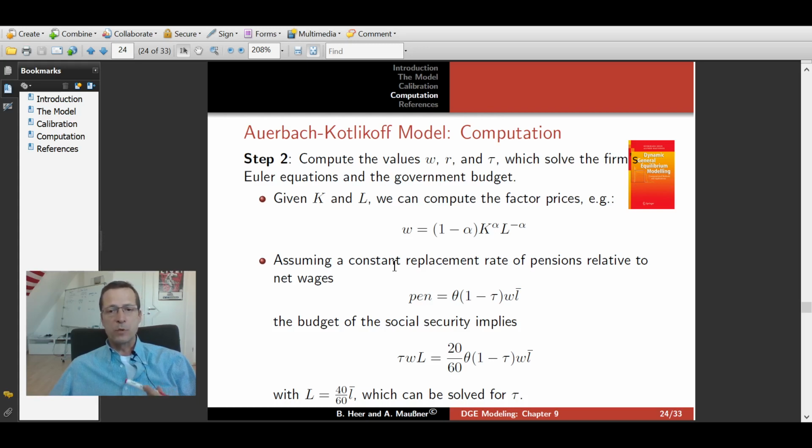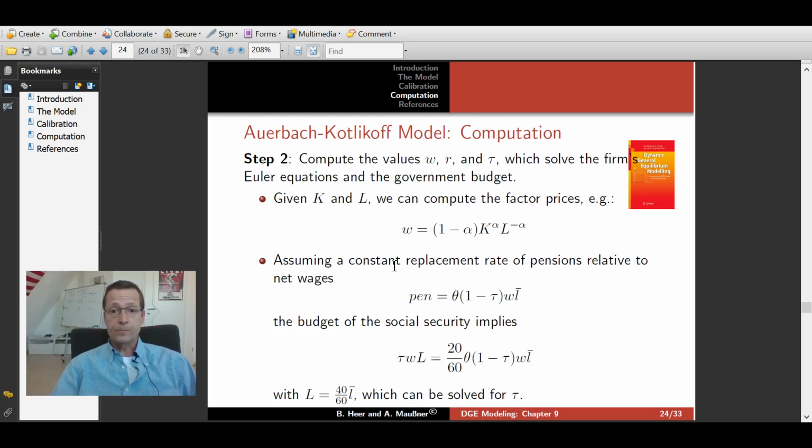And then we proceed to compute the social security tax tau that balances the budget of the pension authority. Now remember how we choose pensions in our model. We assume that pensions are constant relative to net wages. So we assume a replacement rate of pensions equal to 30%, theta equal to 30%, and theta is defined as pensions divided by 1 minus tau times W times L bar, our average labor supply. So theta measures the amount of pensions relative to average net earnings in the economy.